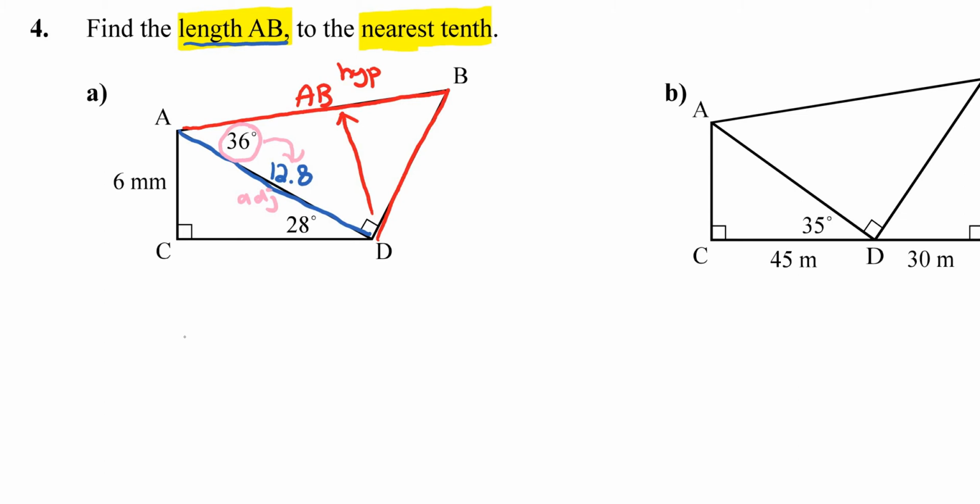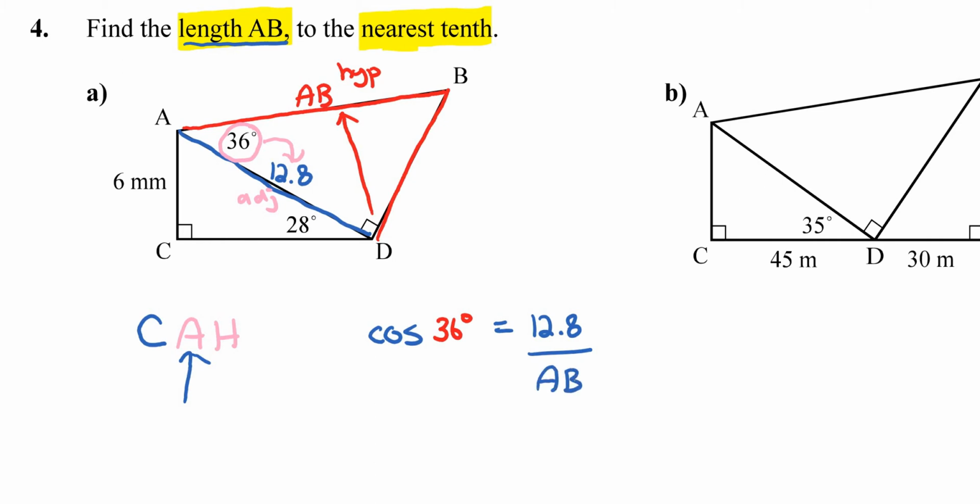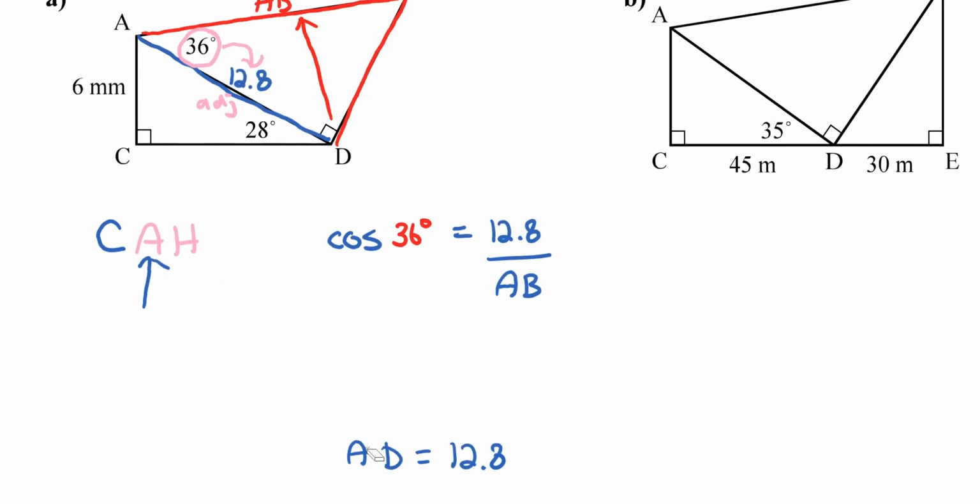Okay, so I'm given the adjacent and the hypotenuse, and the trig function that relates the adjacent and the hypotenuse is the cos function, right? So it's always cos of the angle, and my angle here is 36 degrees. And now I need my adjacent. My adjacent is 12.8, and my hypotenuse is AB, right? And our goal is to solve for AB.